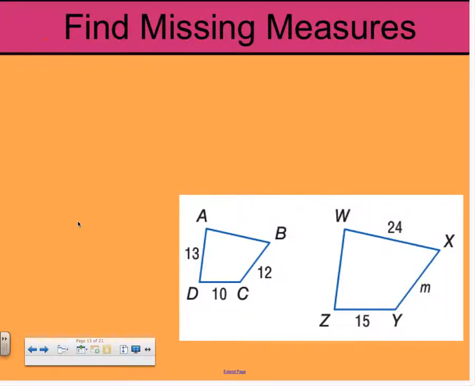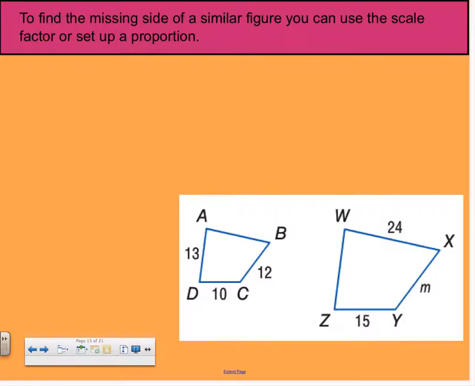We have just looked at similar polygons and being able to determine if two polygons are similar by checking to see if their sides are proportional. Now we're going to mix it up a little bit. Now we're actually going to be given two polygons that are similar and see if we can find missing sides or missing measures.